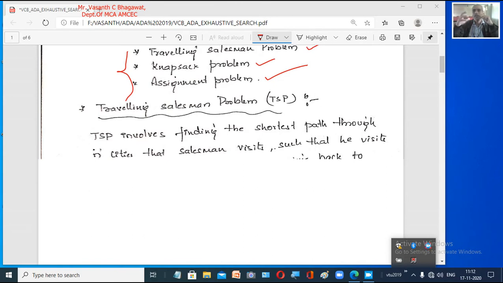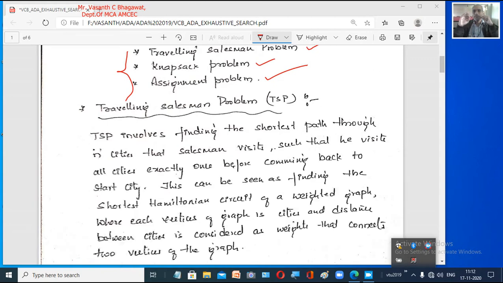Now what is this travelling salesman problem? The problem says that there is a salesman. He has to travel some cities. Let us assume that he has to travel 5 cities. We will give the names for the cities as A, B, C, D and E. So you have 5 cities, and the salesman has to travel all the cities.